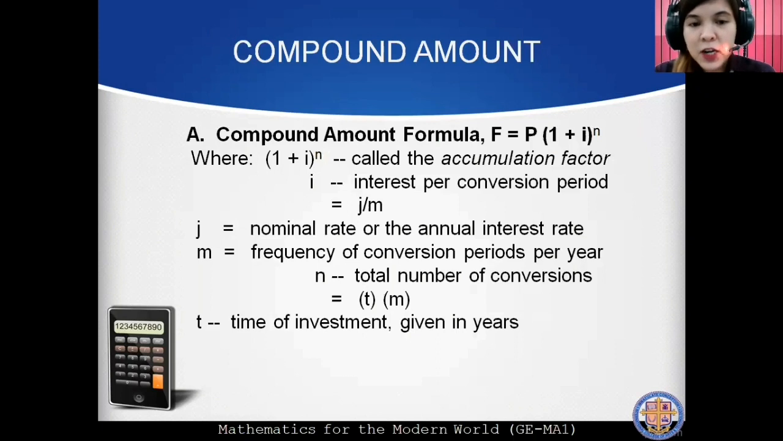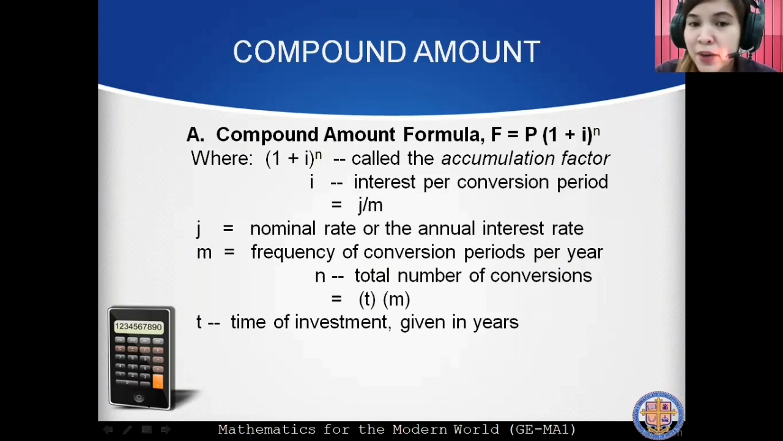Compound amount. Compound amount formula. So, we have the formula for getting the F. Compound amount is also called maturity value. So, tinatawag din siya maturity value wherein the formula is equal to F = P times (1 plus i) raised to n. So, that is the most basic formula for the compound amount. Then, where (1 plus i) raised to n is the accumulation factor. And i is our interest per conversion period.